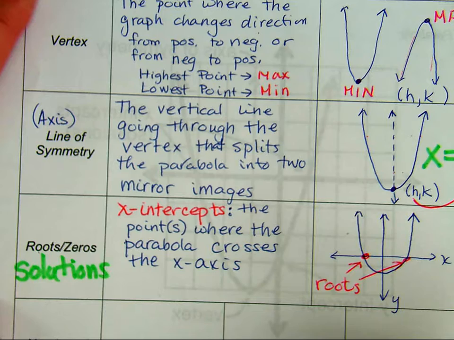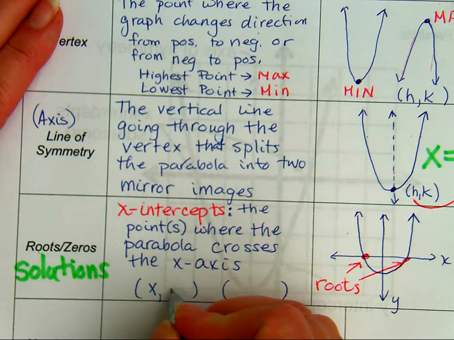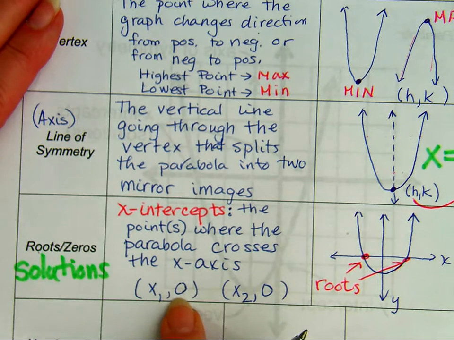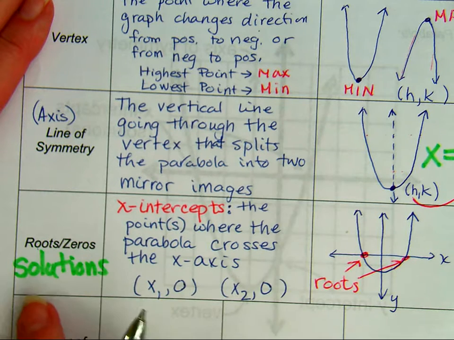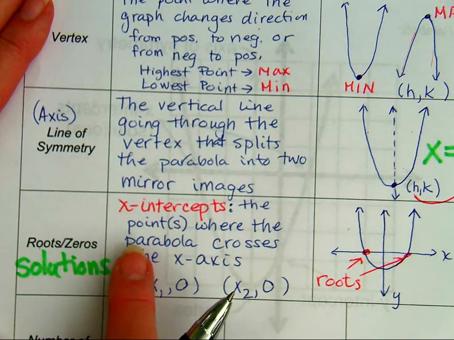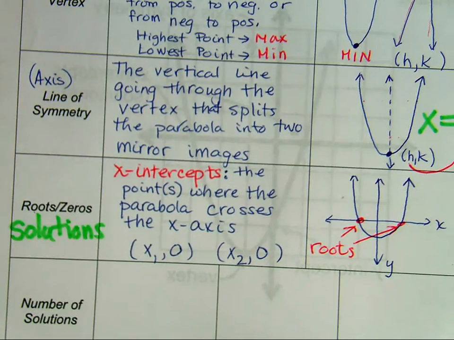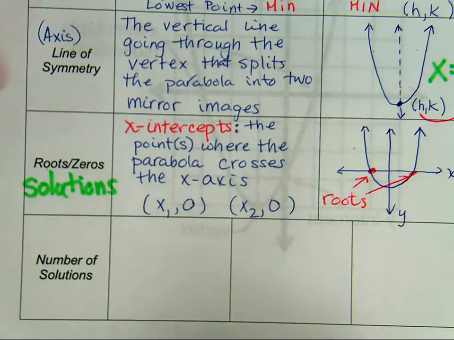And so you end up with two points that have an x value. But the y value is just 0. So I'll just call this the first one and the second one. And there you have it. Those are roots, zeros, solutions, x-intercepts, all the same thing. The next thing I want to talk about is how many solutions there are.